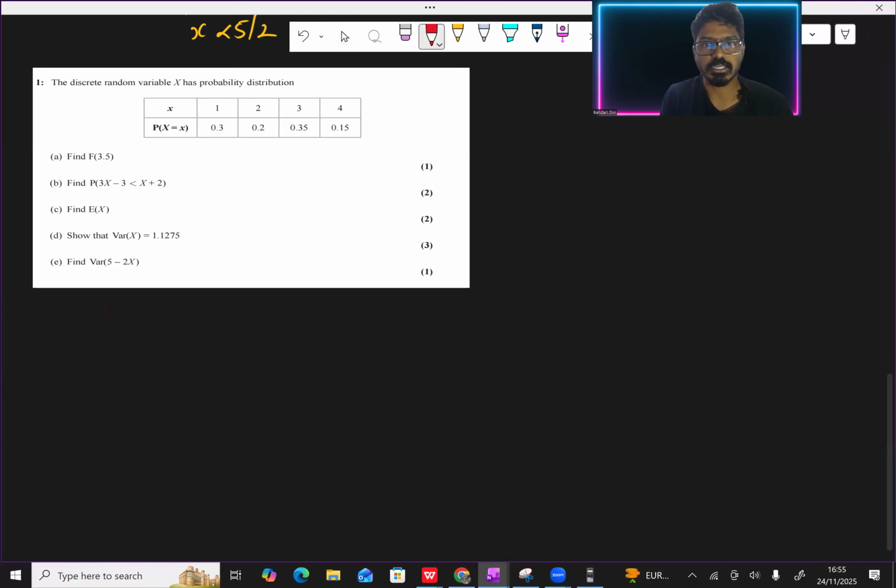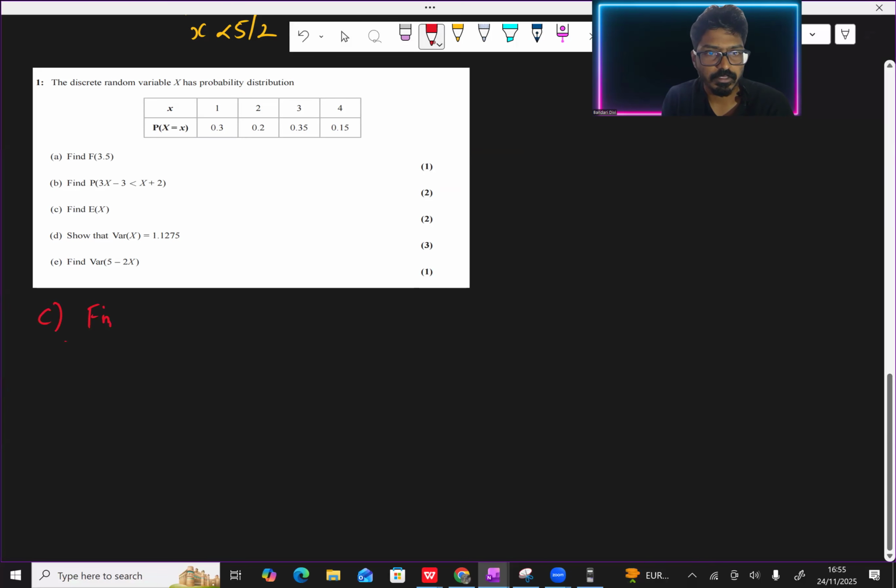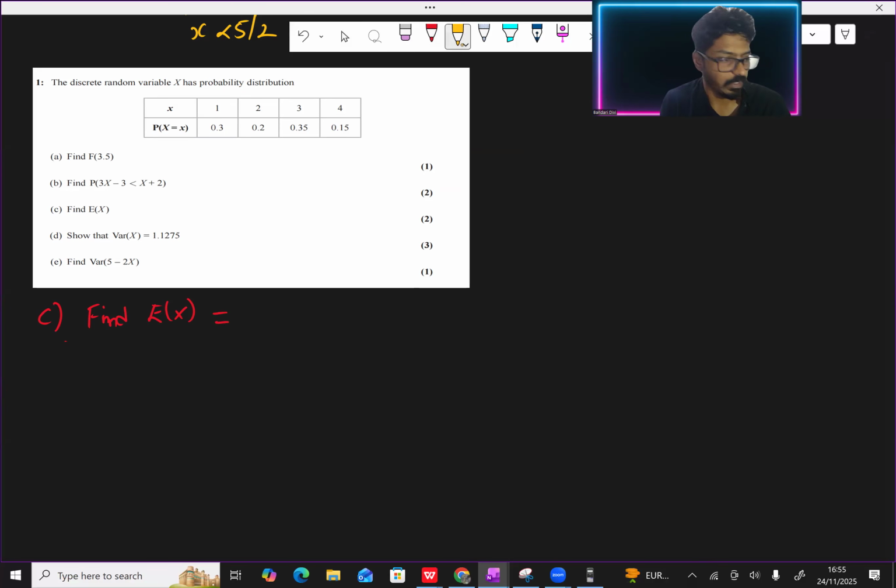For part C, let's see what the question is. We have to find E of x. What is the equation for E of x? It is x multiplied with the probability of x equal to x. We multiply them and then take the total of the multiplication of each. So that will be our total: sigma of x multiplied with the probability.